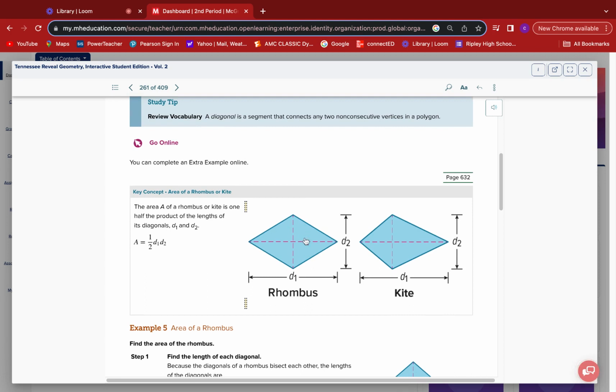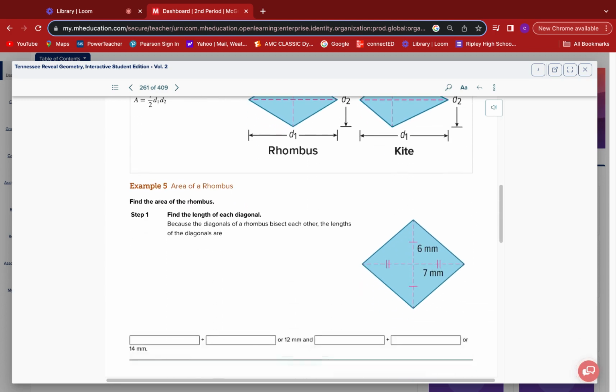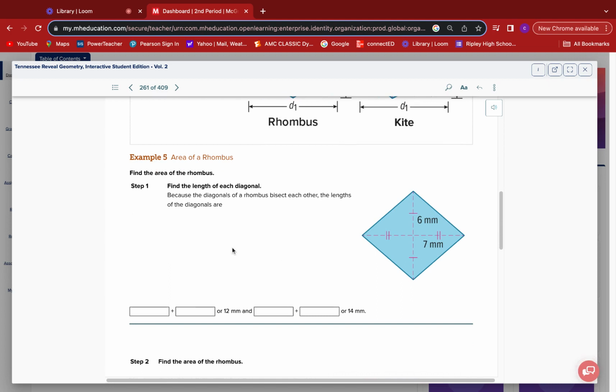Right triangle, right triangle, right triangle, right triangle. Same thing for the kite. All four are right triangles. So if they don't give you what you need, you may have to do the Pythagorean theorem. I don't know yet. Let's see. Example number 5 on page 633, where we find the area of this rhombus.